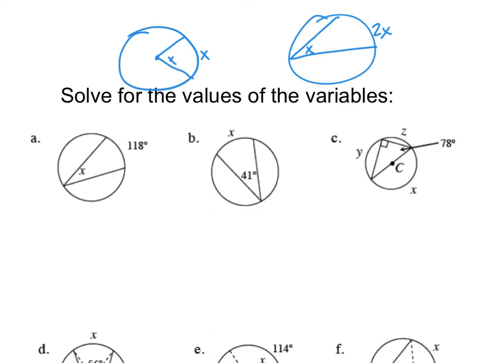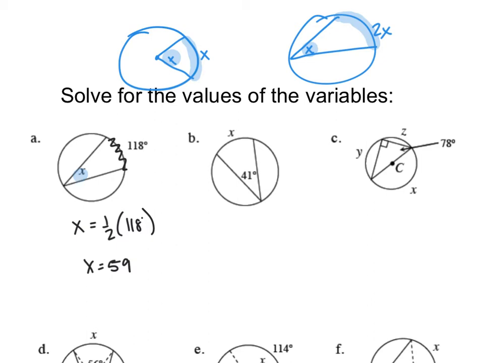So remember, there's two types of angles. There's a central angle whose arc is the same as the measure of the central angle, and then there's an inscribed angle whose measure is half of that intercepted arc. We're going to use these relationships to help us solve. So looking at this one, X is the inscribed angle here. So I know X is half of its intercepted arc, which is 118 degrees, or X is 59.